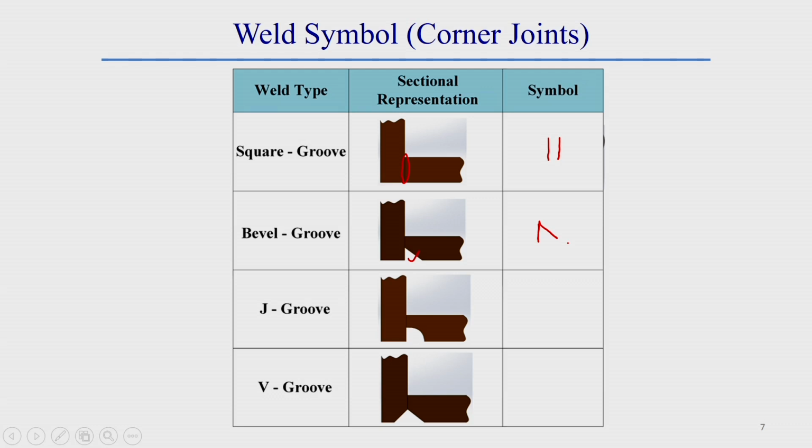If it is a J groove, there we can see the symbol of this weld is like this. This is for this, and this symbol is here; these types of preparation we make. So, that is why the symbol is like this. If it is a V groove for a corner joint, here generally the symbol is like an inverted V.